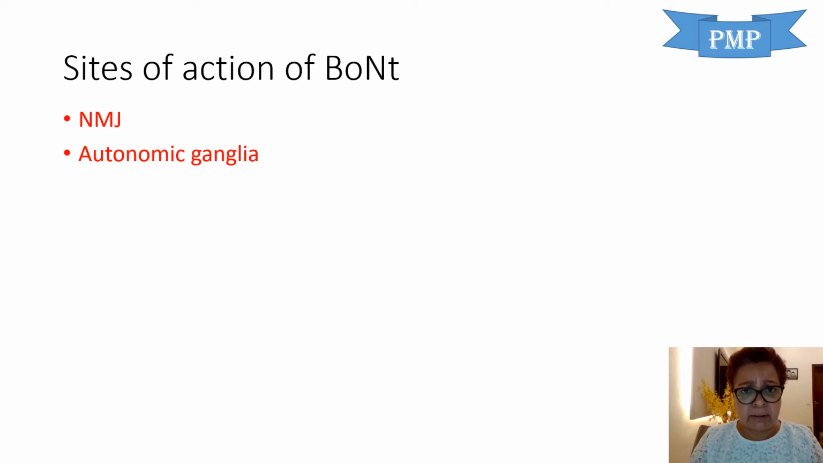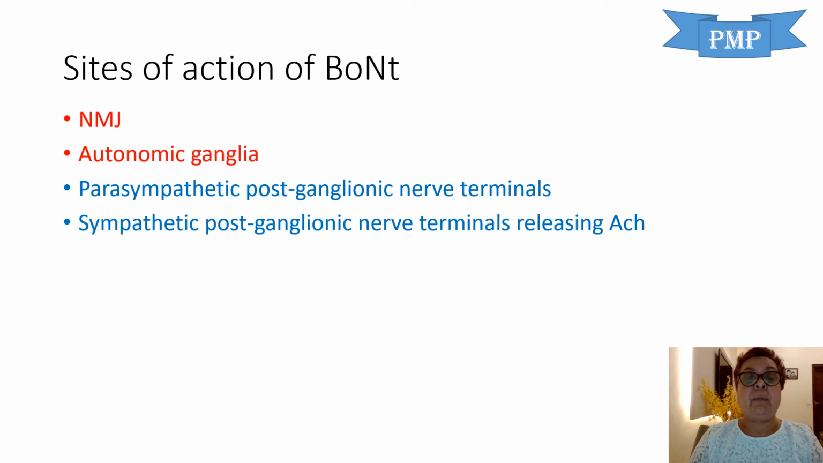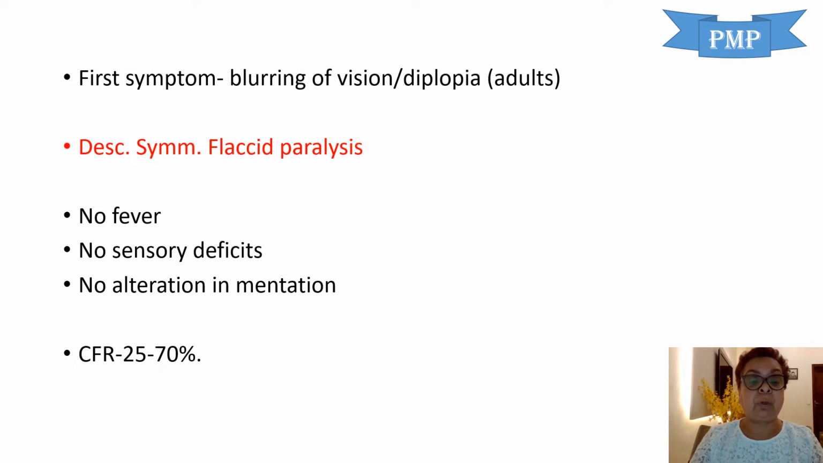Now remember, these are the 4 sites of action of the botulinum toxin: the neuromuscular junction, the autonomic ganglia, the parasympathetic postganglionic nerve terminals, and sympathetic postganglionic nerve terminals, which are releasing acetylcholine. Right, so these are the 4 sites of action. We generally think of just the neuromuscular junction, but please remember these other 3 sites also.